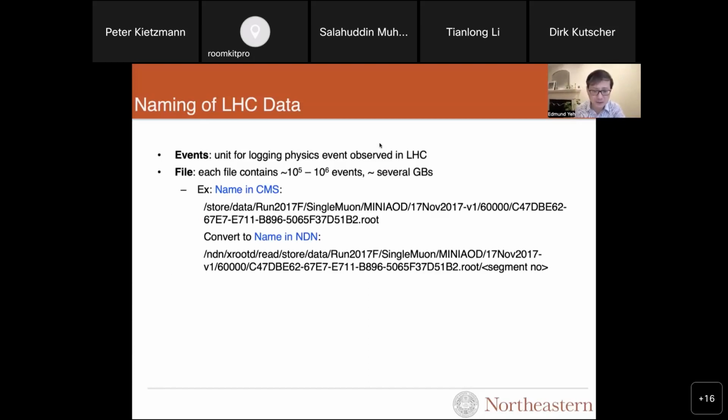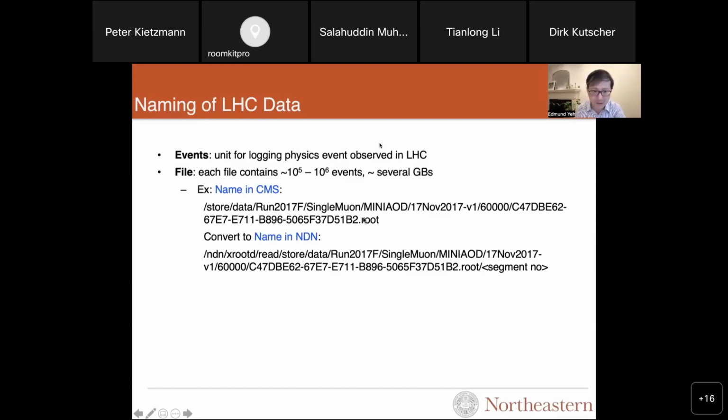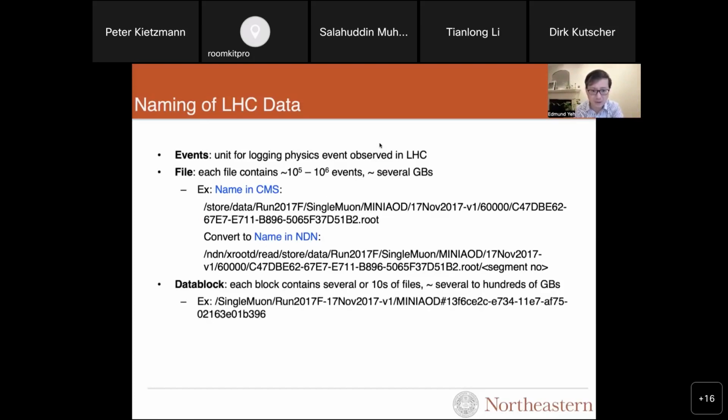And each file is given a name in CMS of the kind that you see here. And actually, these names are easily converted to a name in NDN by removing certain delimiters and by rearranging. So at the level of the file, it is easy to convert names from CMS to a name in NDN quite naturally.